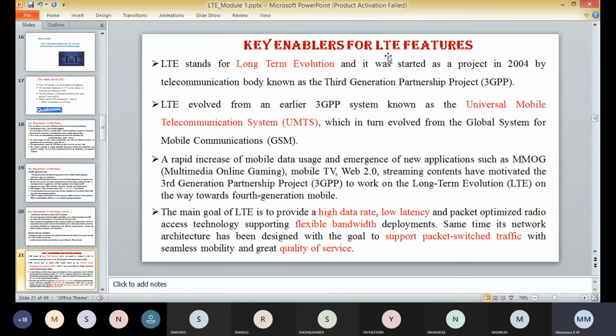Next we have the key enablers for the LTE features. So here LTE stands for long-term evolution, and it was started as a project in 2004 by the telecommunication body known as 3GPP, that is the third generation partnership project. LTE evolved from an earlier 3GPP system known as the Universal Mobile Telecommunication System, that is UMTS, which in turn evolved from the Global System for Mobile Communication, that is GSM.